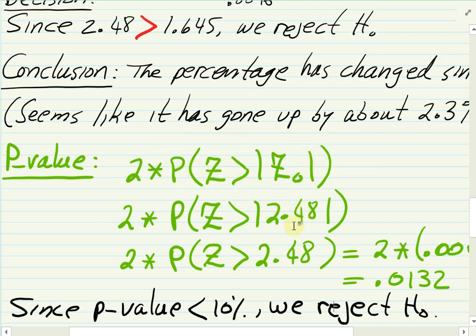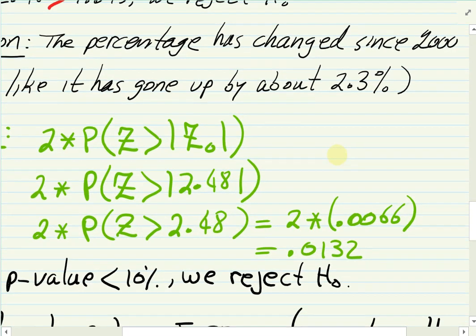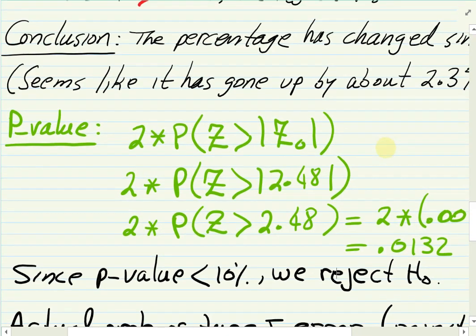The hypothesized z-score was 2.48. So the probability of z greater than that, I found that number from Minitab to be 0.066. Twice that because it's a two-tailed test, and our p-value is 0.132. Minitab will confirm this for us shortly. And using the p-value approach, remember, if the p-value is less than or equal to alpha, we reject the null. In this case, 0.132, 13.2% is less than 10%, so we do reject the null.